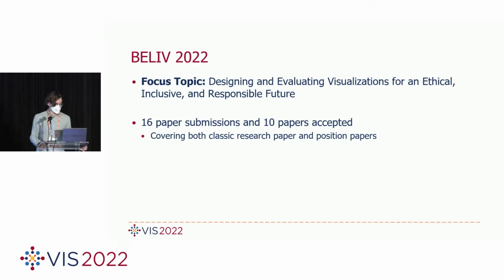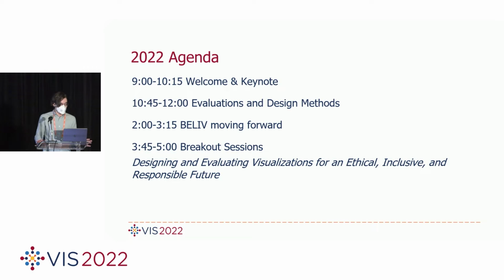And so with this focus topic, and building off of the existing historical focus on emerging design and evaluation approaches, we put together a paper call, and then we got a total of 16 paper submissions and accepted 10 papers. And these papers that you'll see today in the subsequent sessions cover both classic research papers that are very much building off that historical narrative of BELIV, and also position papers speaking directly to this year's focus topic. And so with that in mind, just a very brief overview of how we're going to be tackling this today.